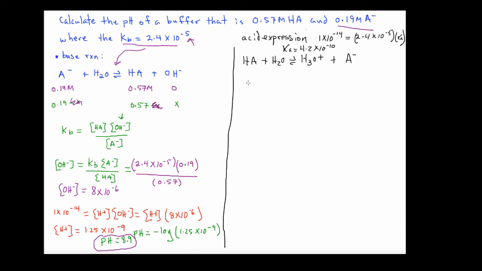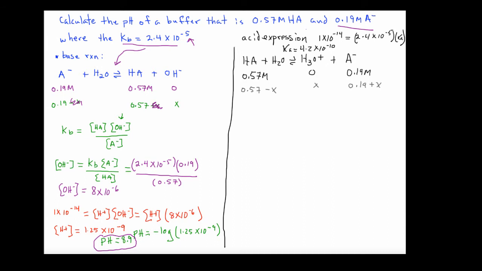Now, you set up your ICE table exactly the same way, but note that the ratio now is going to be different. So initially we're going to have 0.57 molar of the HA. We're going to have 0.19 molar of the A minus and 0 of the H3O plus. So when equilibrium is attained, right, Le Chatelier's principle, we have to shift to the right to make some hydronium. So it would be 0.57 minus X for the HA, and 0.19 plus X.